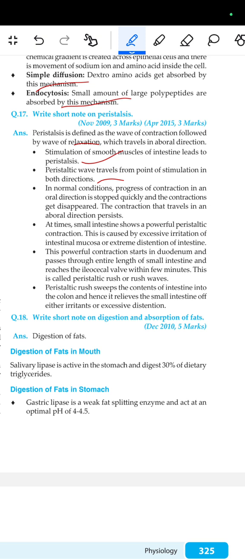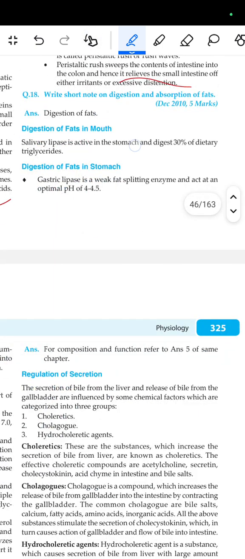At times, the small intestine shows a powerful peristaltic contraction. This is caused by excessive irritation of the intestinal mucosa or extreme distension of the intestine. This powerful contraction starts in the duodenum, passes through the entire length of the small intestine and reaches the ileocecal valve within a few minutes. This is called the peristaltic rush or the rush waves. Peristaltic rush shifts the content of the intestine into the colon and hence it relieves the small intestine of either irritants or excessive distension.